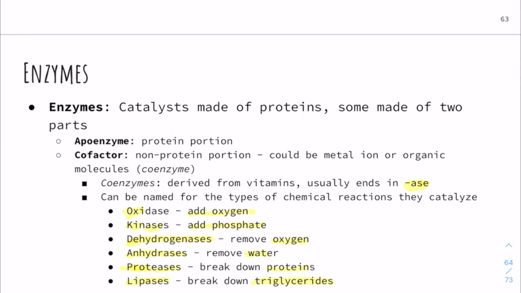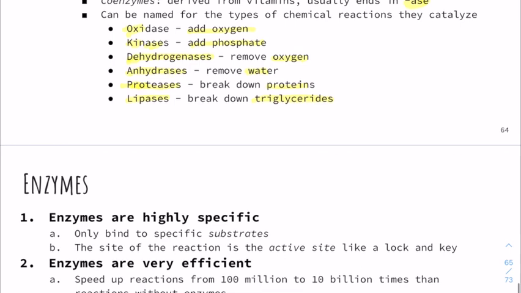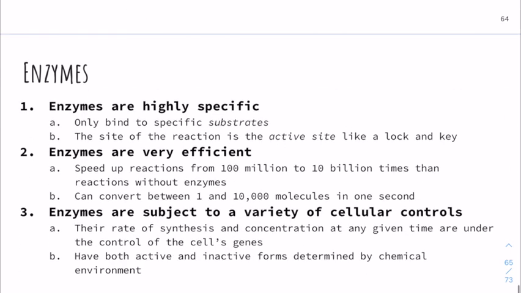So enzymes are very specific. They can only bond to certain places, certain substrates. So the site of the reaction is the active site. So it's like a lock and key. Like a key can only open a certain lock. The same key cannot open every lock in the world. So enzymes are exactly like that. They can only open up a specific lock. They can only activate a specific chemical reaction.